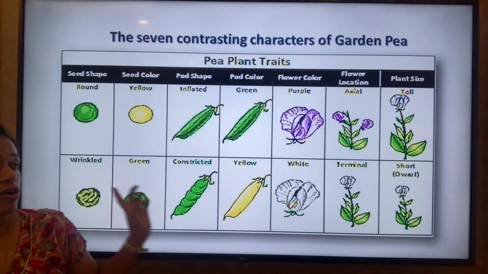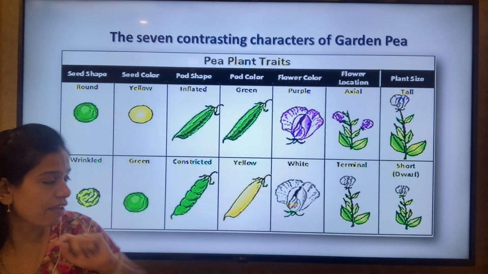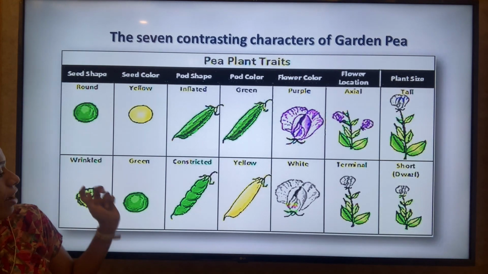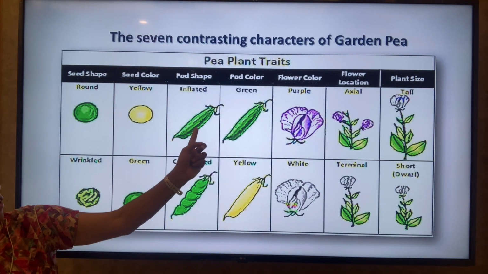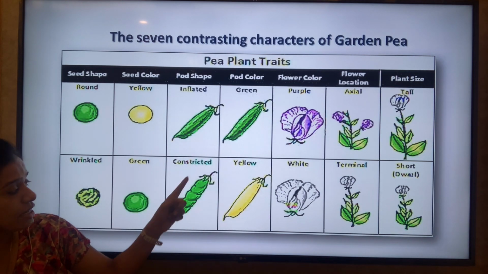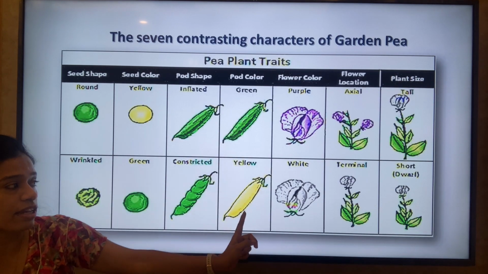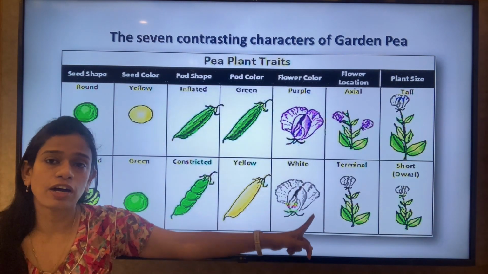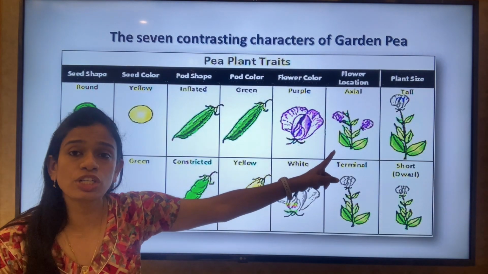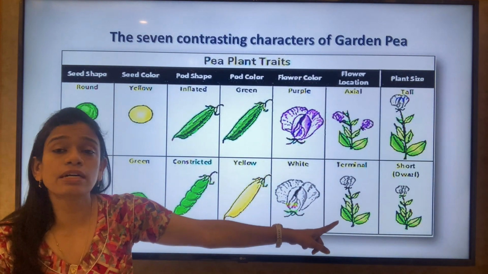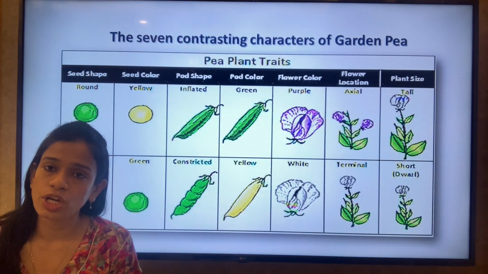These were the contrasting traits for which he had selected them. There were 7 of them: round and wrinkled, as I told you, yellow and green color seeds, inflated and constricted pods, see the constrictions are there, and this is totally inflated, green and yellow pods, purple color flowers and white color flowers, the location of the flower, this is terminally located, and finally tall and short, the dwarf plants.